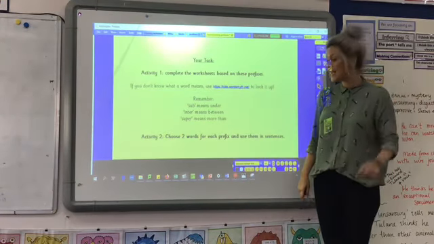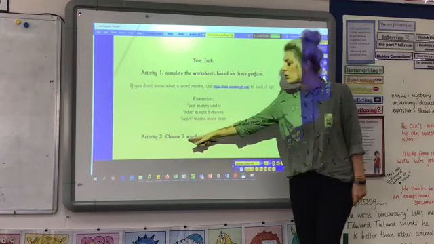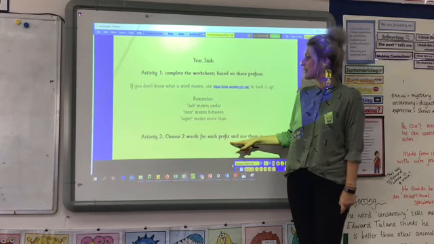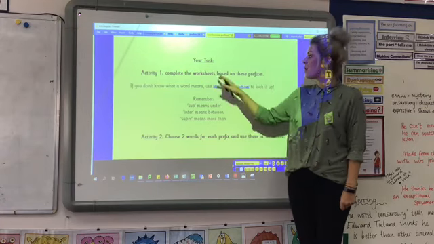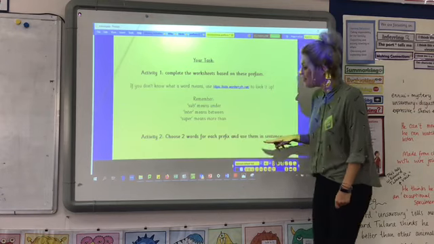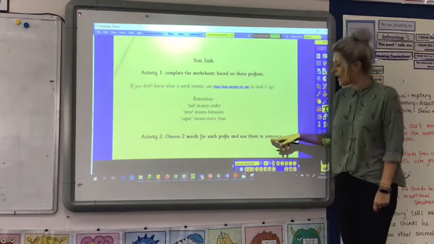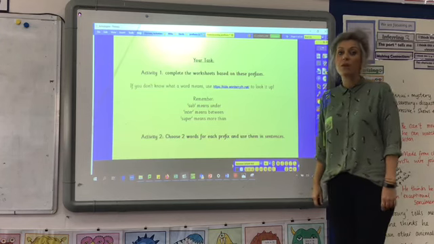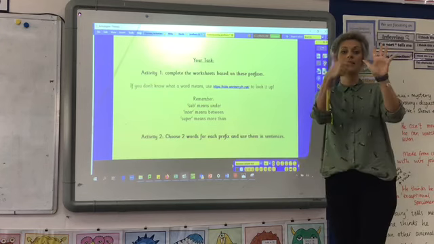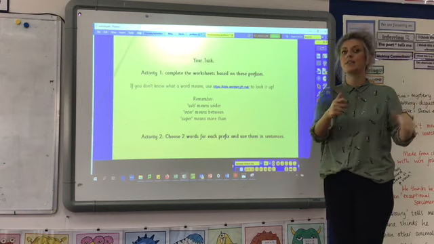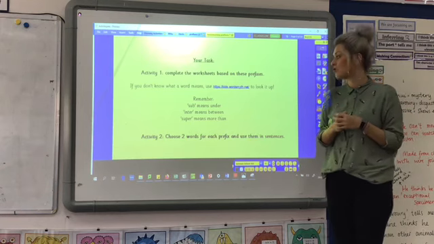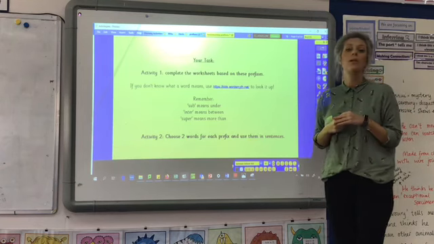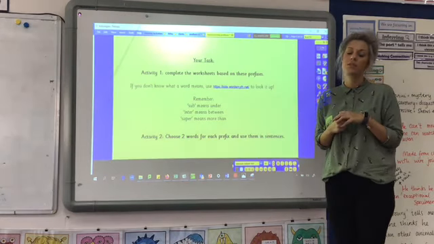Your second activity is to choose 2 words for each prefix. There will be more examples of words on the worksheets. Then use them in sentences, just like we have done on the board. So everybody should have a total of 6 sentences. So you should do the worksheets, then you should write 6 sentences. We will look forward to reading your sentences.